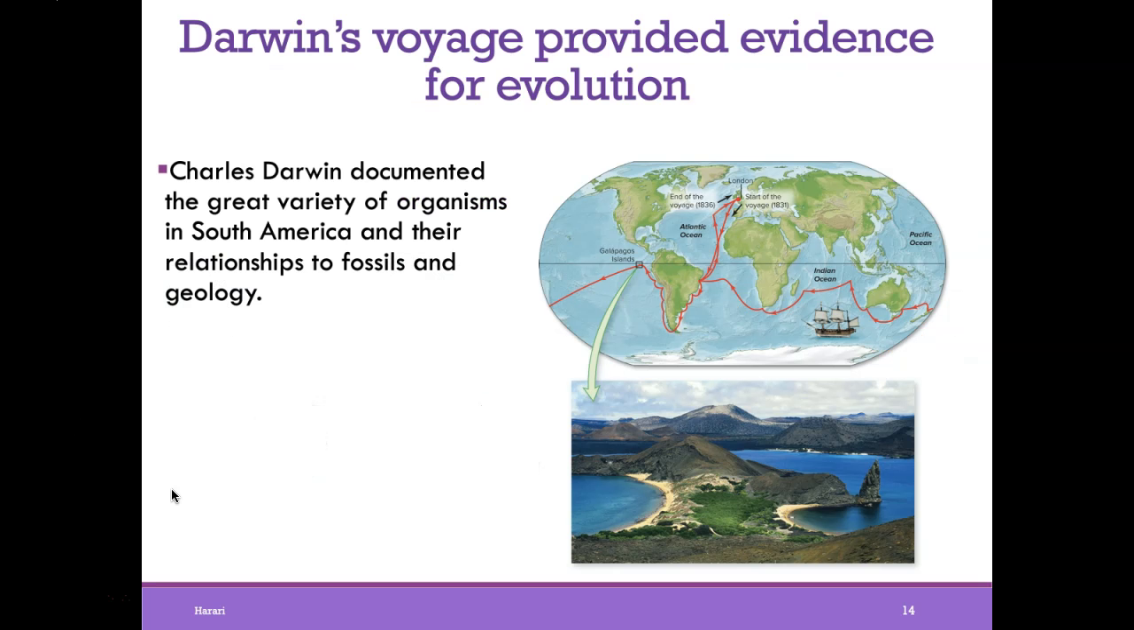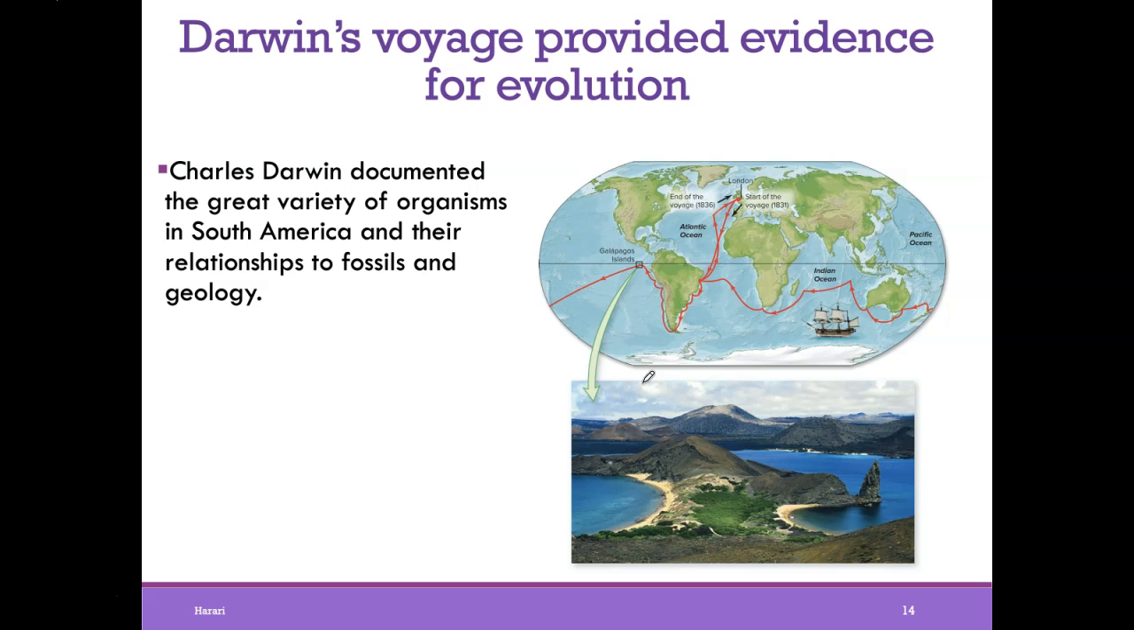So now we can start talking about Darwin and how he contributed to the theory of evolution. So Darwin was an English student at Cambridge University, and he completed his studies to enter the clergy but was very interested in going on geological field trips. So he was offered a position as a collector aboard the HMS Beagle in 1831. And he went on a 5-year journey to collect samples and observe different geological formations. And he documented the great variety of organisms in South America and their relationships to fossils and geology.